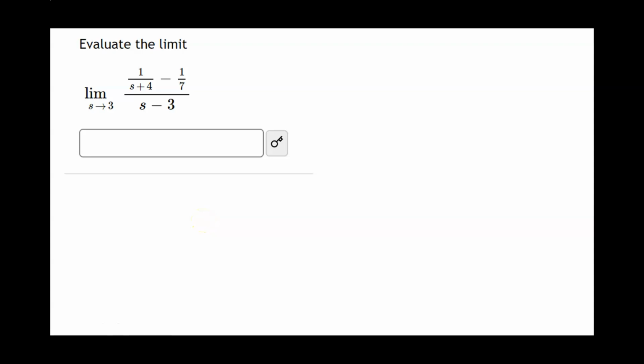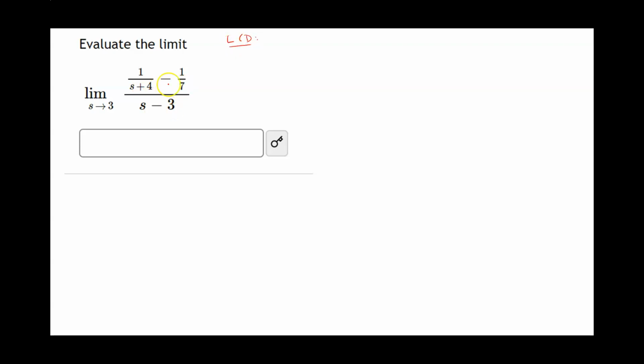We want to evaluate the limit as s approaches 3 of the function 1 over s plus 4 minus 1 over 7, divided by s minus 3. So the first thing is anytime the numerator or denominator has two fractions, we need to make those into one fraction. Now the easiest way of doing this is to find the least common denominator, which is the LCD.